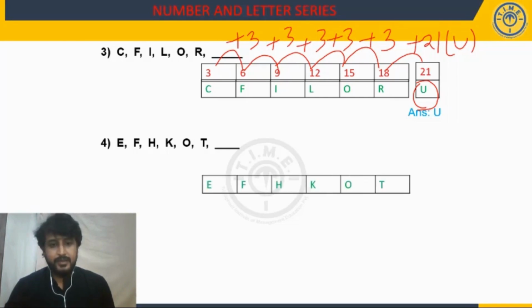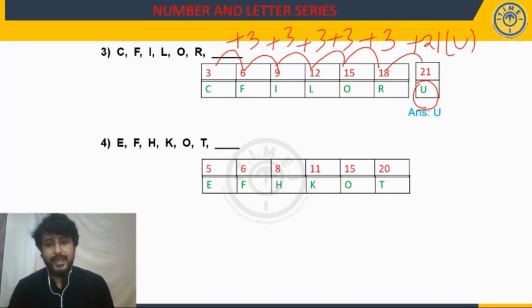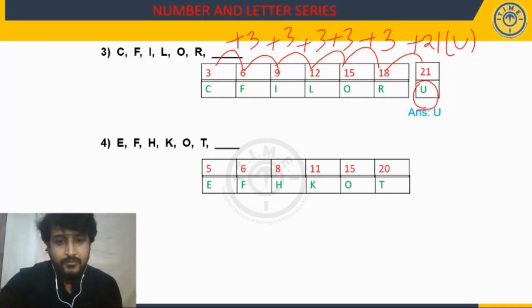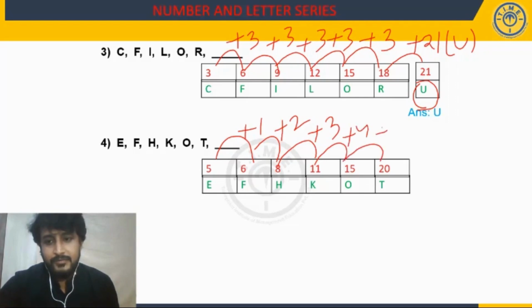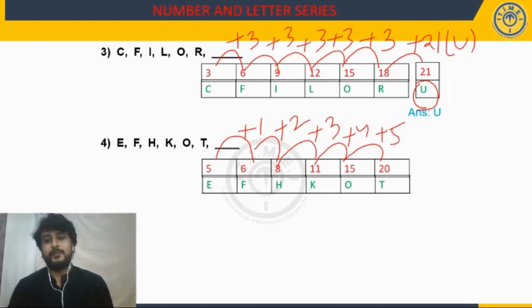See that. What are the given letters? E, F, H, K, O, T, and those place values are 5, 6, 8, 11, 15, 20. Now try to identify the logic. 5 and 6 plus 1, 6 and 8 plus 2, 8 and 11 plus 3, 11 and 15 plus 4, 15 and 20 plus 5. So plus 1 plus 2 plus 3 plus 4 plus 5. Quite simple, right? Now we are doing like directly number series, not the letter series. So when you write the place values, that is the advantage.